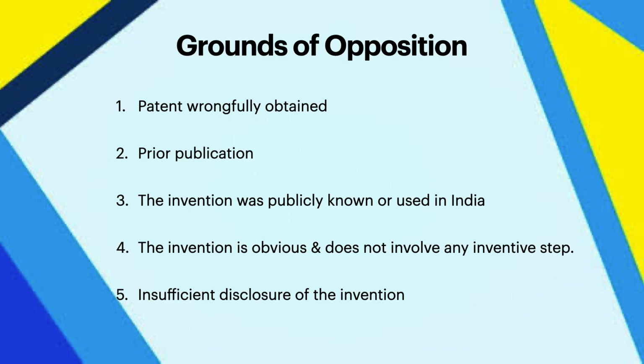Ground 3, the invention was publicly known or used in India. That means nobody may have patented it, but certain inventions were publicly used. It was in usage across the borders of India. Then also your invention can be opposed.